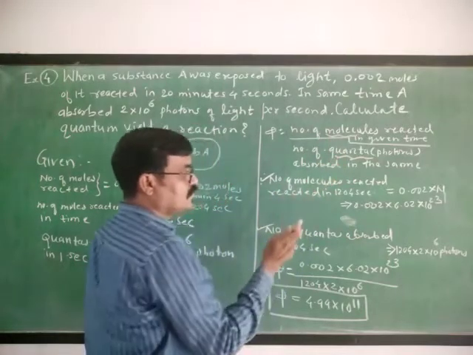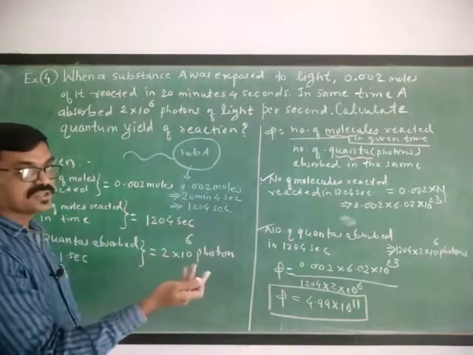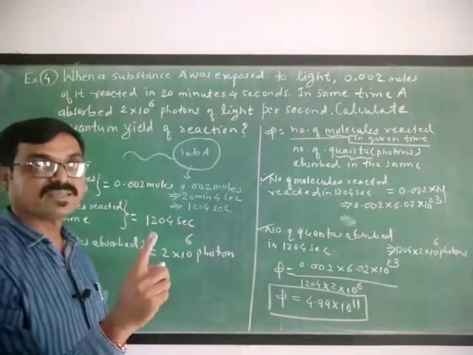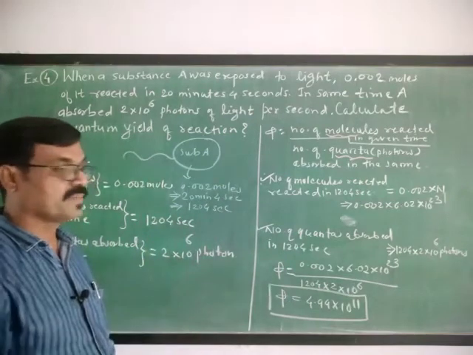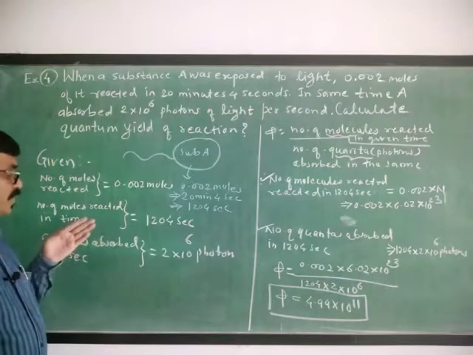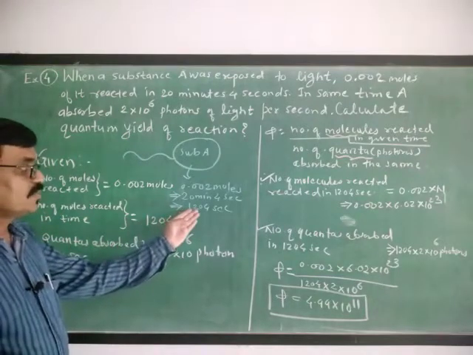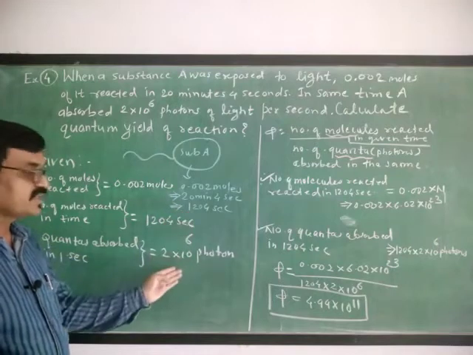And how it can be calculated? By simple trinomial. For this you must know 1 mole of any substance contains Avogadro's number of molecules. Okay, and you know per second so many quanta. That's why so many seconds, how many quanta? Multiplication of these two.